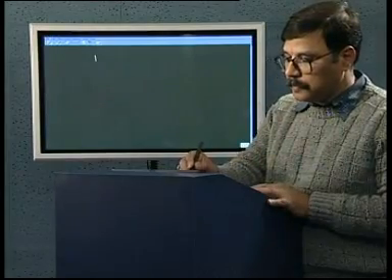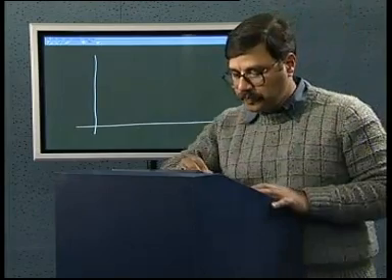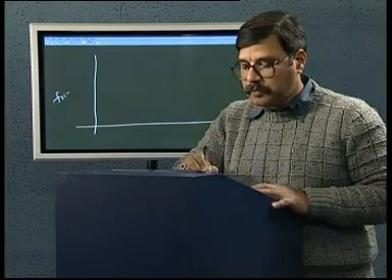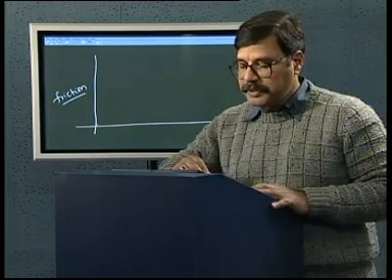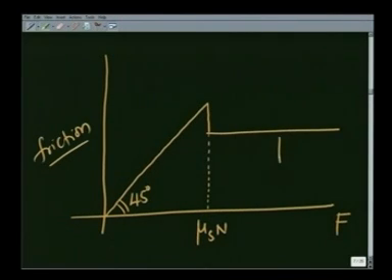So, as I take a body, apply a force, the frictional force increases in proportion to the applied force. This, as I said earlier, is 45 degrees, and then when it reaches the maximum mu s n, the body will start moving and the friction force drops slightly, this value being mu k n.